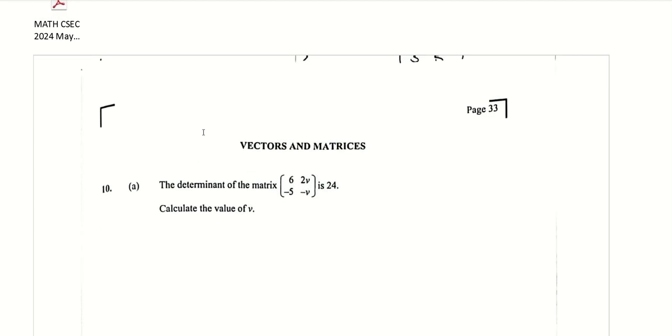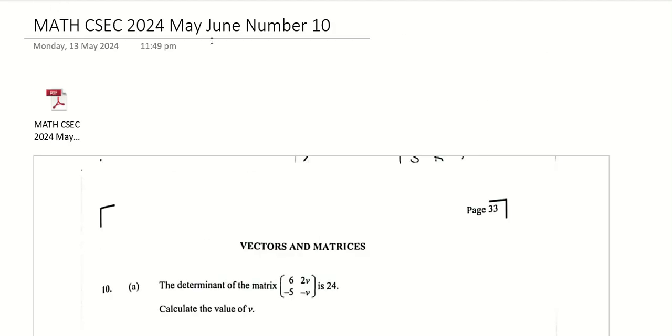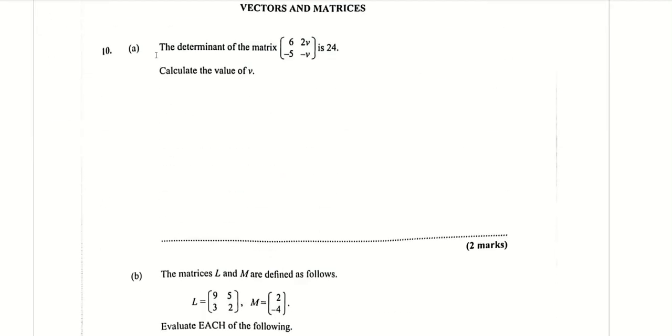Good day, everyone. So today we'll be doing May-June number 10, 2024. Let's read 10A, the determinant of matrix. This is 24, calculate the value of D.